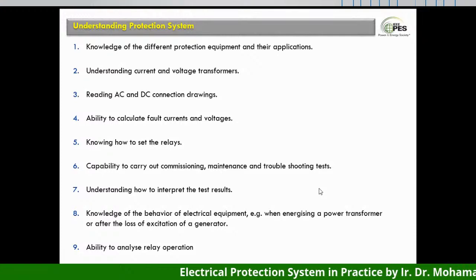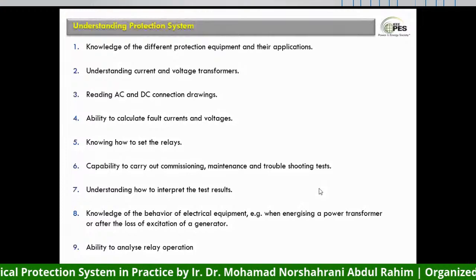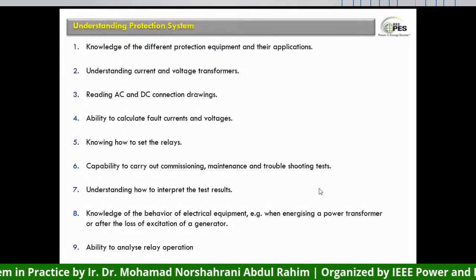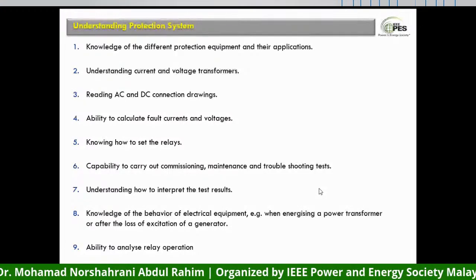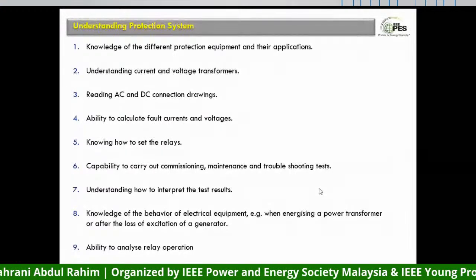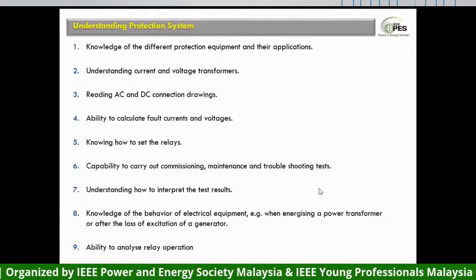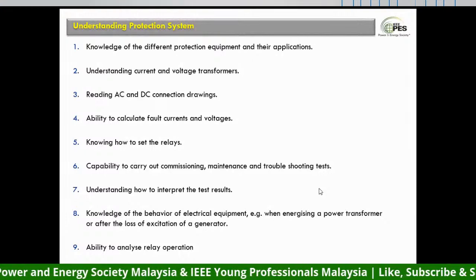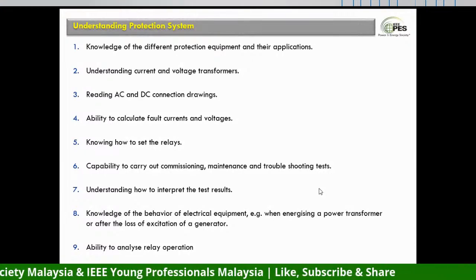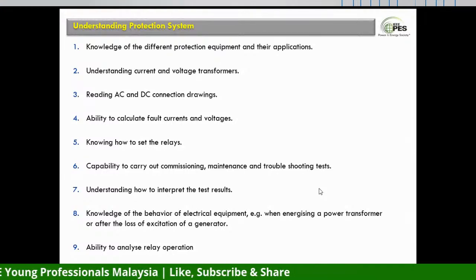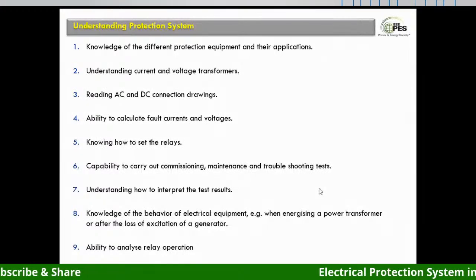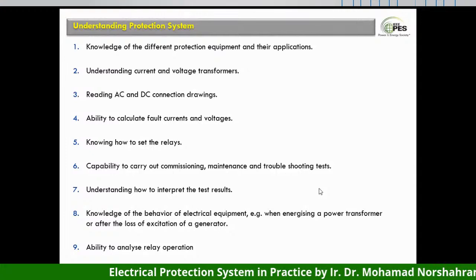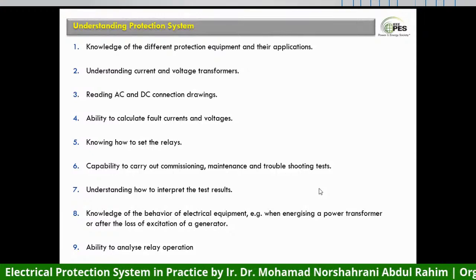And number two, we need to understand the current and voltage transformer function, which is the input to the protection system. Number three, we need to understand the connection drawings in terms of AC and DC connection, because we have a primary and secondary connection wiring. And then number four, fault current. Yes, when we're talking about protection, we cannot run away from the fault current. And then number five, relay setting. Those are the knowledge that we need to learn.